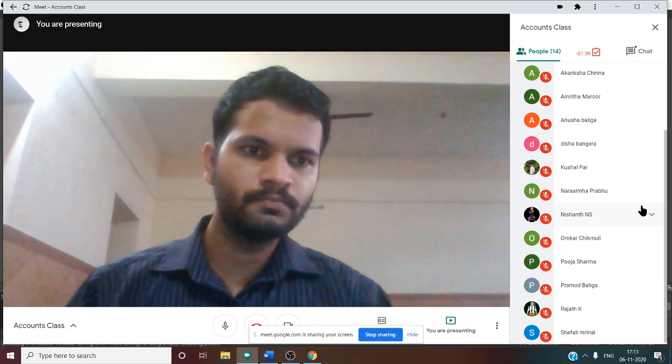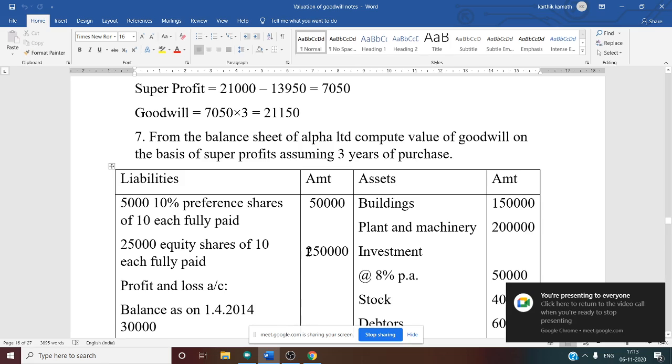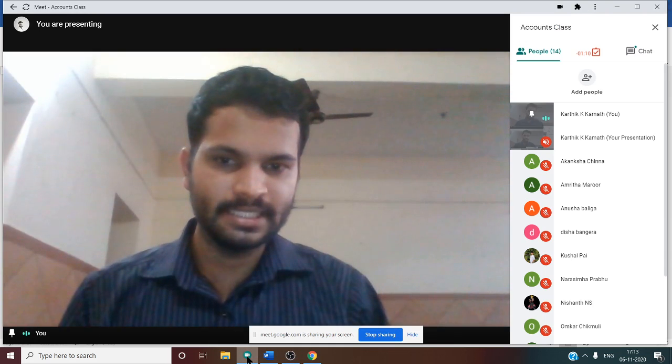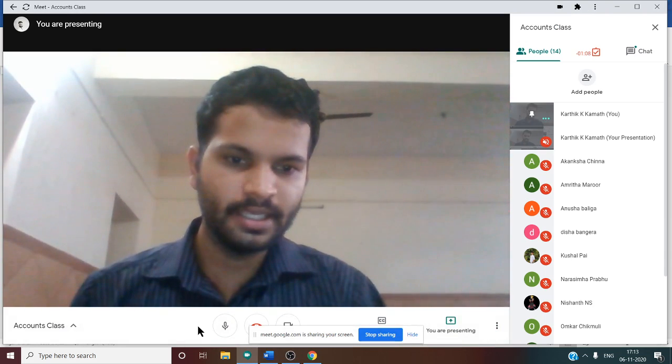Yes, fine. So now problem number 7. Problem number 7, the balance sheet of Alpha Limited. Till now we have discussed 6 problems on valuation of goodwill. So let us see the 7th one. The balance sheet of Alpha Limited is given below. You are required to compute the goodwill on the basis of super profit, assuming 3 years of purchase. So this is mentioned in the problem.